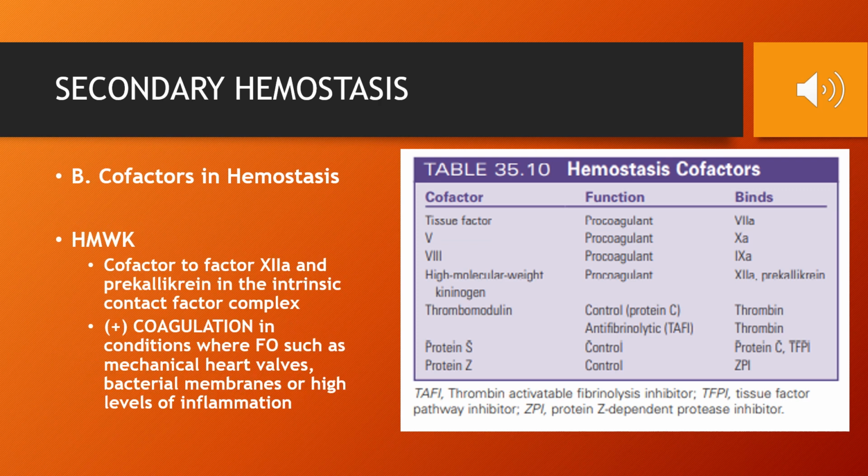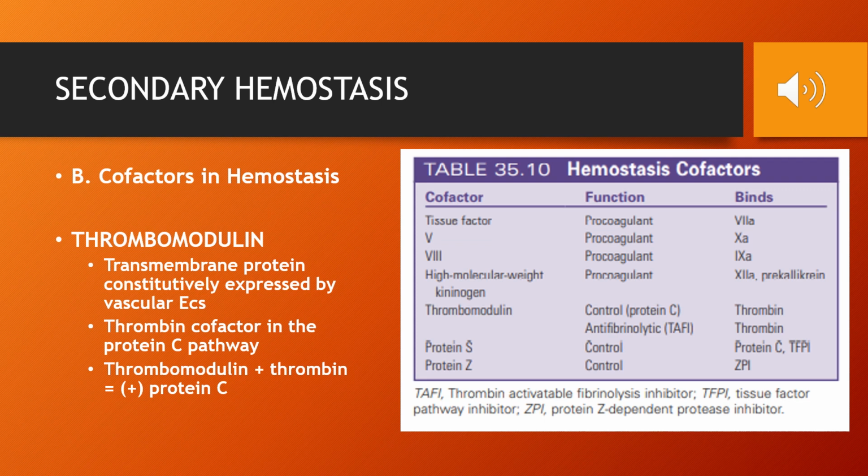Next is the high molecular weight kininogen, which is a cofactor to factor 12A and prekallikrein in the intrinsic contact factor complex. This is a mechanism for activating coagulation in conditions where foreign objects, such as mechanical heart valves or bacterial membranes, or high levels of inflammation are present.